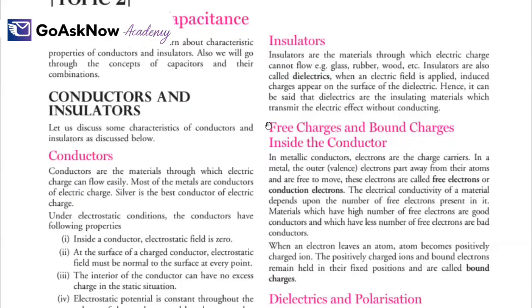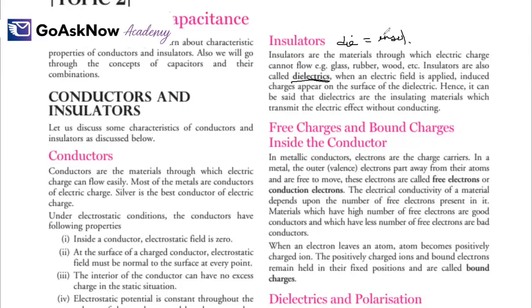So these are examples of some insulators, like glass, rubber, wood, etc. Insulators are also called what? Dielectrics. This is very important for you because this term will be used many times in future. Dielectrics is the term used for insulators only.